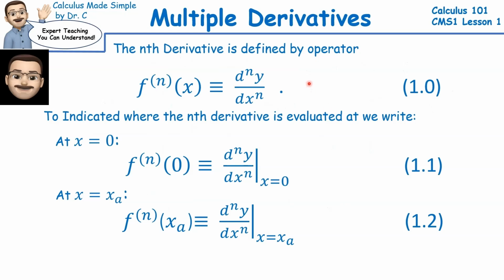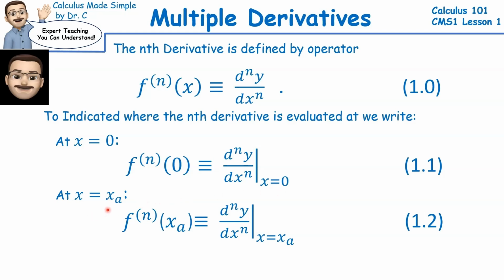When we take multiple derivatives, we just repeat taking the derivative over and over again. In this case, we use the notation f raised to the n. N is the number of times that we take the derivative, d^n y/dx^n. If we evaluate the nth derivative at some point, at x equals 0, we just substitute 0 in for x, and we also use this evaluate sign, the straight bar with the subscript x equals 0.